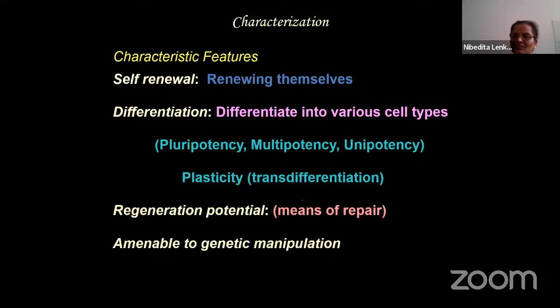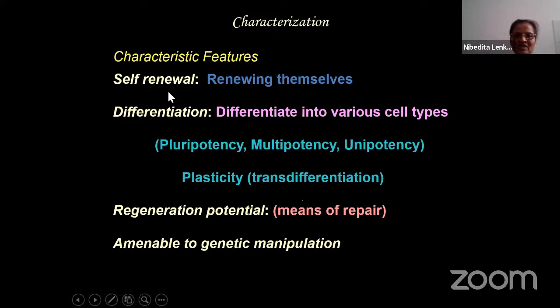Then once you are getting these cells, the next question comes: okay, now we know the sources, we know how to derive them. Once we have the cells, how do we know that those are actually the cells that we are interested in? Then one has to characterize the cells. So what are the characteristic features? I have already told you specifically. Stem cells undergo cell renewal. The embryonic stem cells undergo indefinite cell renewal, that means they are renewing themselves, whereas adult stem cells have limited cell renewal capability.